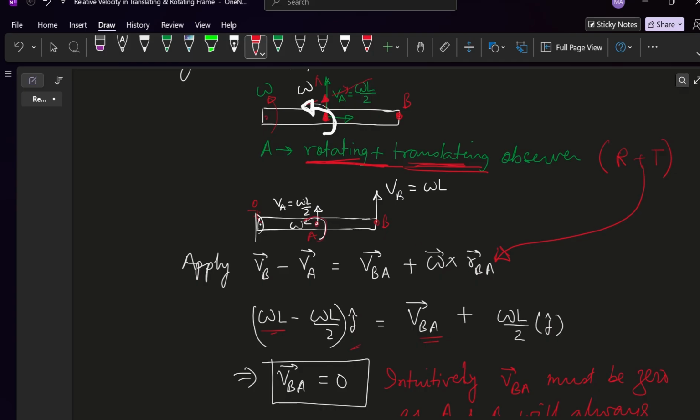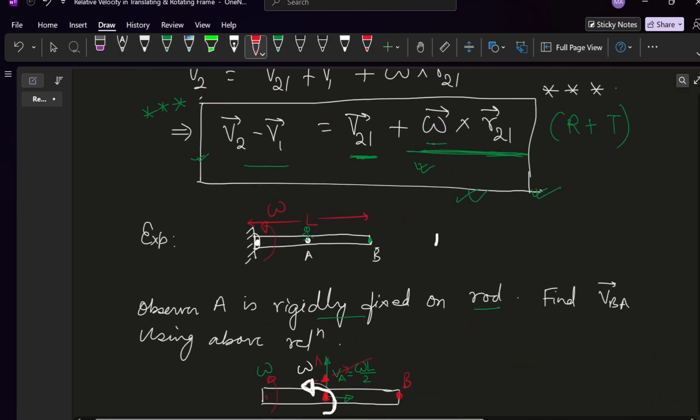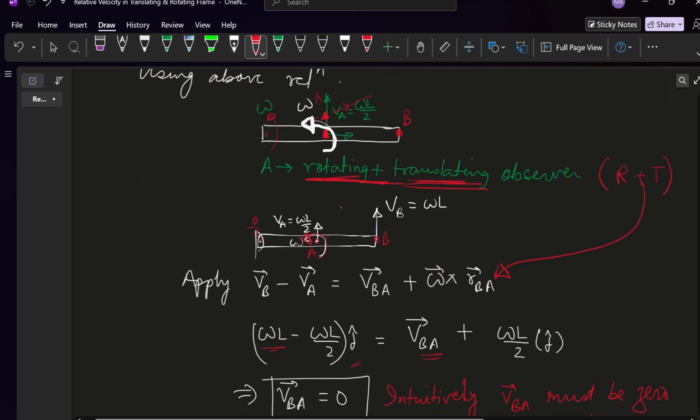Now the frame is also rotating with angular velocity omega, so this omega is the omega of the frame of reference in our formula. Whatever the omega is about this observer, the same omega will be there, because omega is a property of the rigid body. So this is omega cross R of B with respect to A, and R_BA is this vector. So omega cross R_BA will be omega L by 2. We know the omega vector is out of the plane, and R_BA is in this direction. Curl your finger to get the direction of omega cross R_BA.